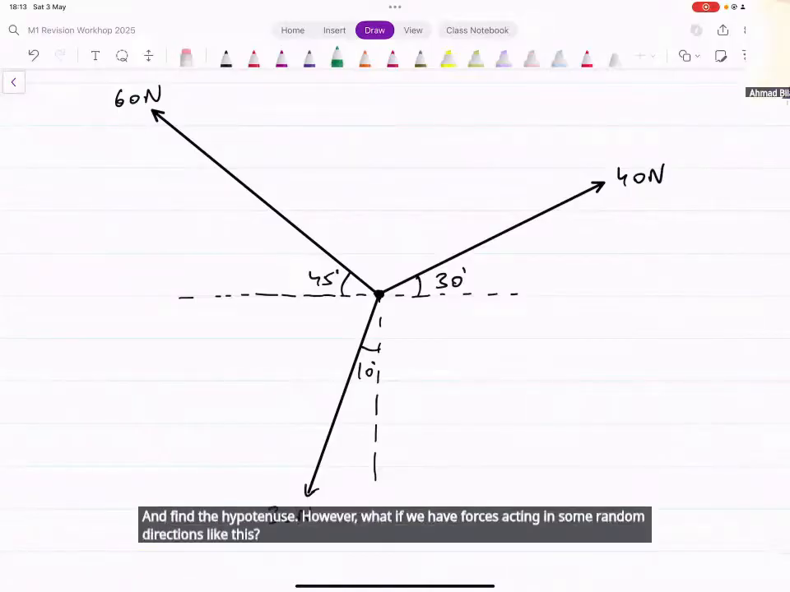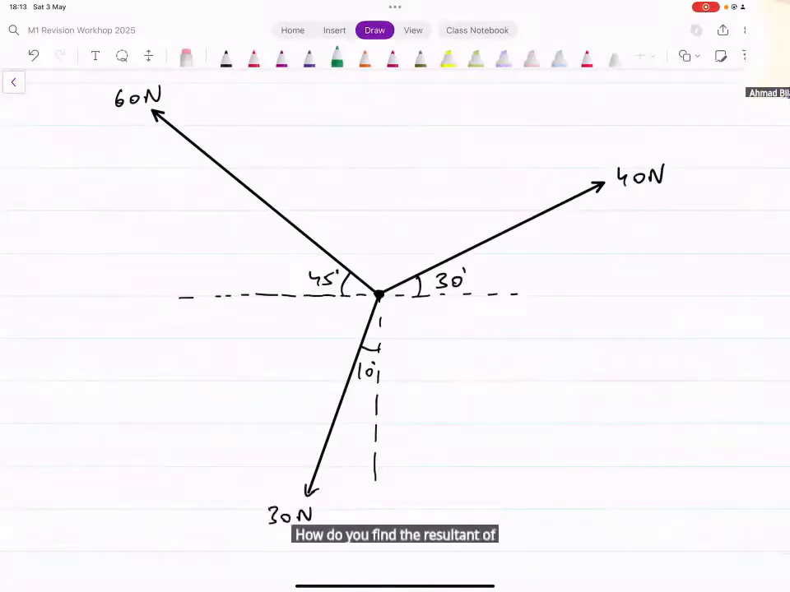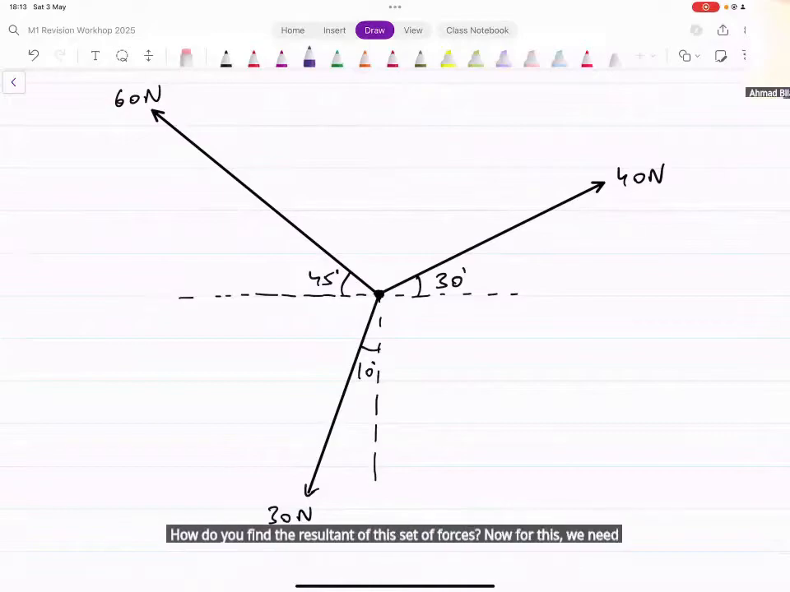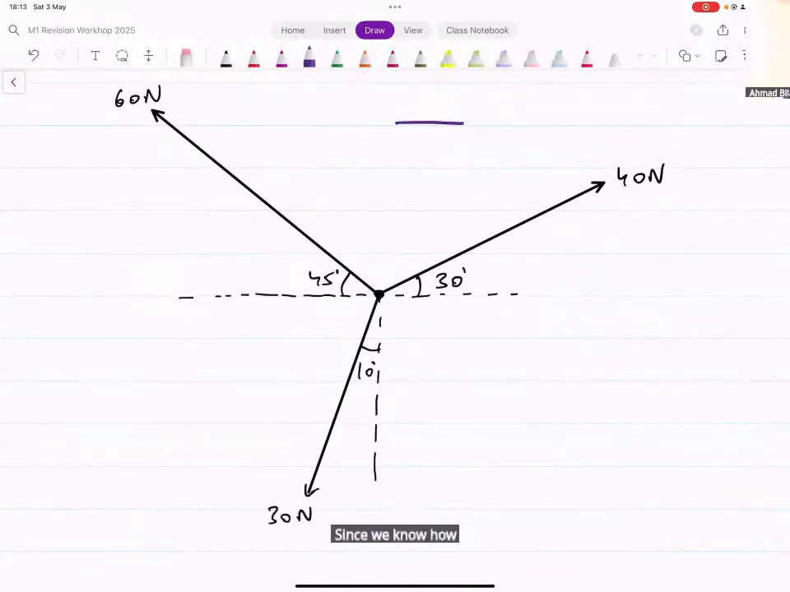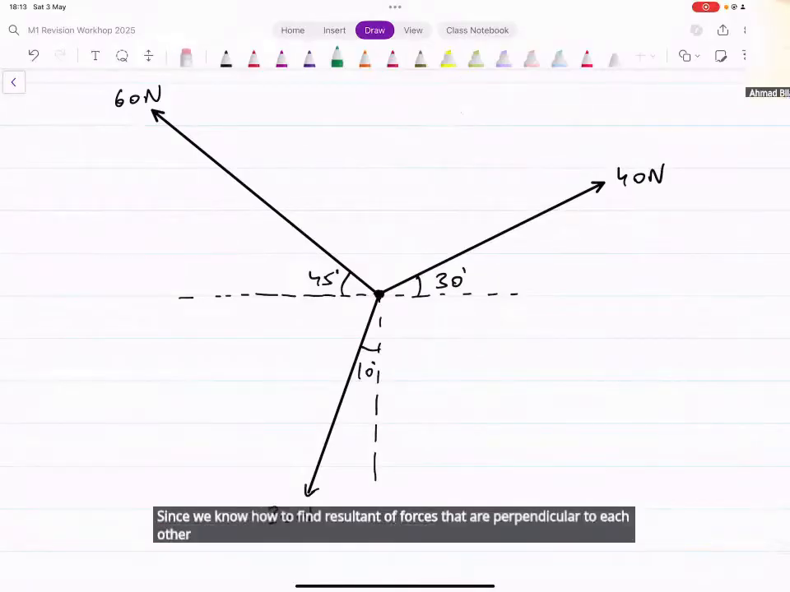How do you find the resultant of this set of forces? Now, for this, we need to do something that we call resolving forces. Since we know how to find the resultant of forces that are perpendicular to each other, what we try to do is convert these forces into a form such that the forces are only horizontal and vertical.